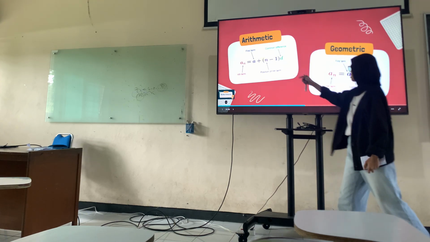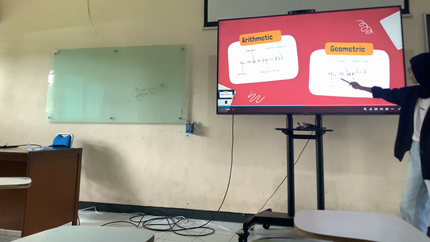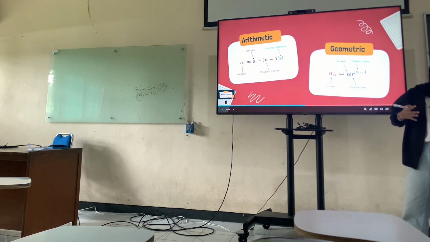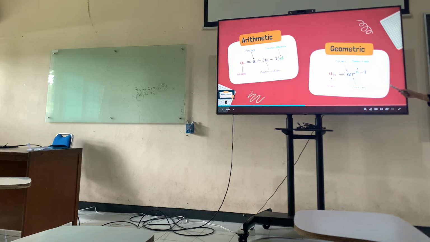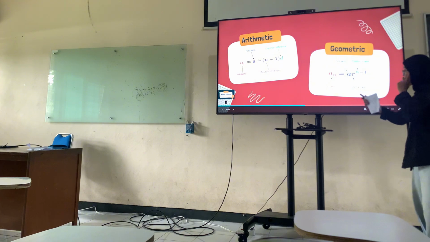In geometry it's the same, but the difference between geometry and arithmetic is that in geometry there is a common ratio. In arithmetic it's the common difference. In the geometric formula, AN is the number of term, A is the first term, and R is the common ratio. Why is it called common ratio? You still remember, right? Each term in geometry is found by multiplying and dividing. That's why it's called common ratio.